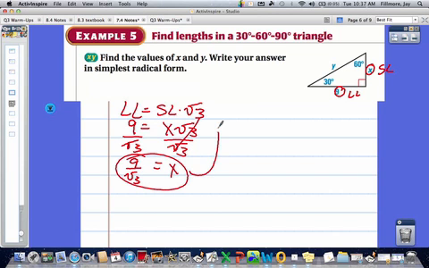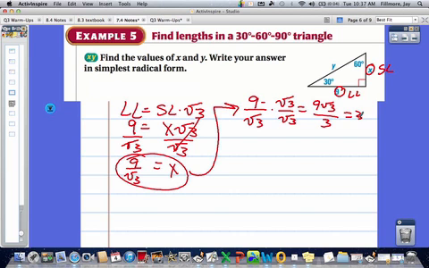However, we will have to simplify this since we can't leave a radical in our denominator. So we'll multiply times root 3 over root 3. So when we multiply across, 9 times root 3 is 9 root 3. 3 times root 3 is whole number 3. And then divide 9 by 3, and this is just 3 root 3. And that's x.